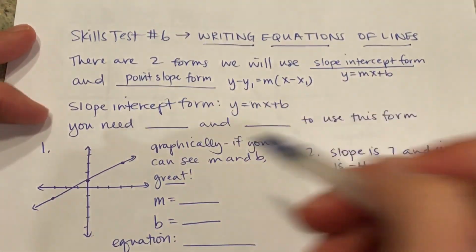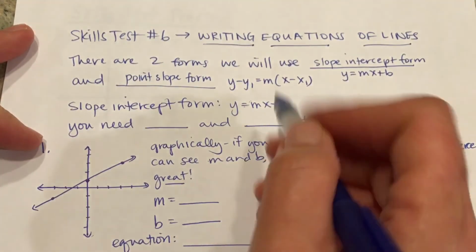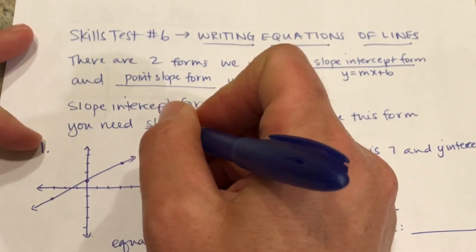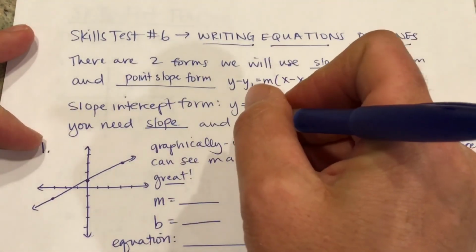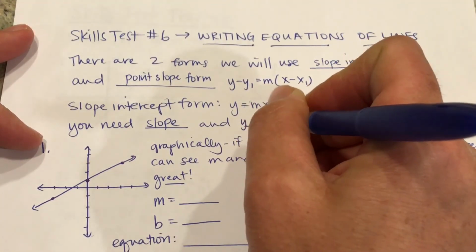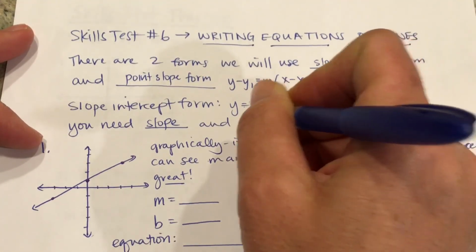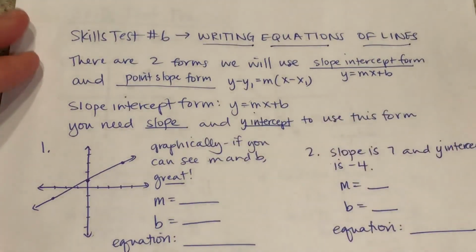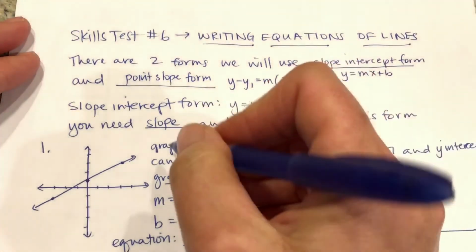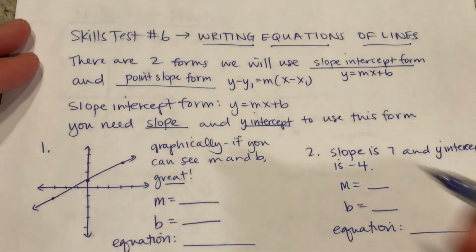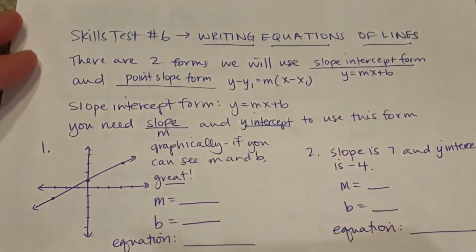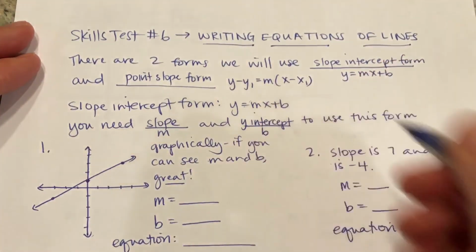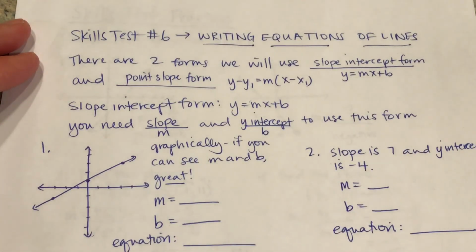Slope-intercept form, y equals mx plus b. What you need to use this form is you need the slope of the line, and you need the y-intercept. I know, the name says it all. It's the slope-intercept form. You need the slope and the y-intercept. What variables do we use for those? Well, generally we use an m for slope, and we use a b for the y-intercept.